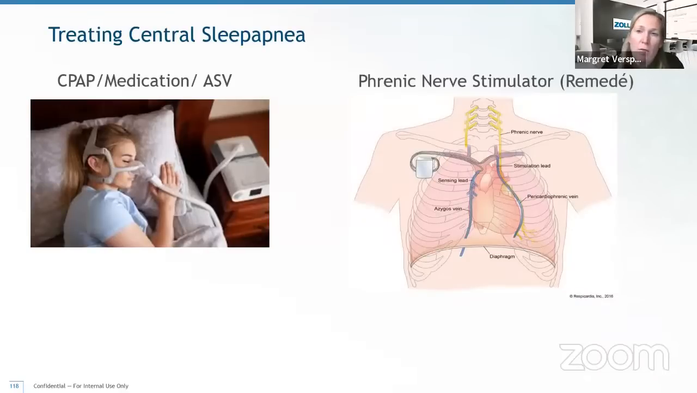And there is also a phrenic nerve stimulator, from Zoll Respicardia. The phrenic nerve stimulator paces the diaphragm, because in central sleep apnea the patient is not breathing, and the stimulator paces at the frequency that the patient is breathing. So when there is a central event, the patient starts breathing again. There are still clinical studies going on, but it looks very promising for those patients.